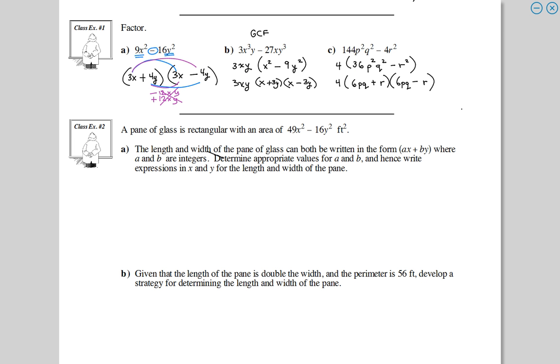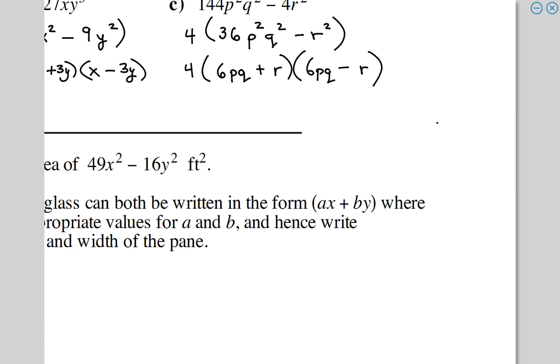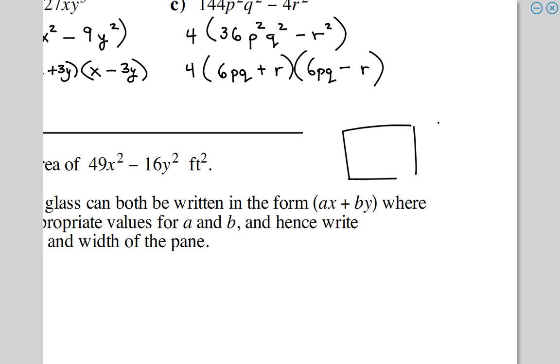Okay, now we have this word problem. It says a pane of rectangular glass gives you an area. Okay, so this happens all the time. I'm just going to jot a little note here. Length times the width obviously gives the area.